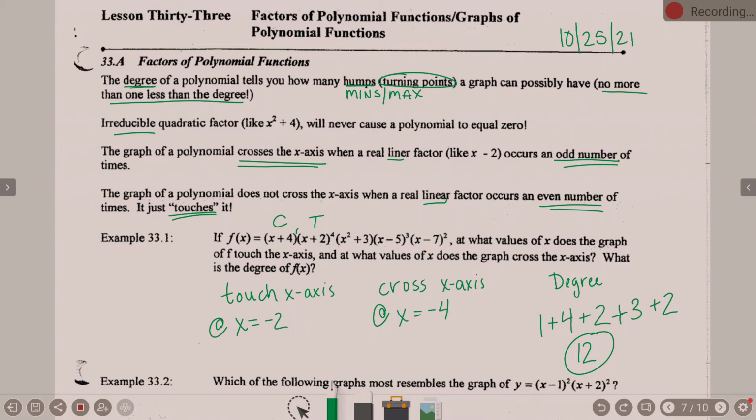Okay, x minus 5 to the 3rd, what are we going to do there? It's an odd power, so it's going to cross. We're going to cross at x equals 5. x minus 7 quantity squared. It's going to touch because it's an even power, so it's going to touch at x equals 7.